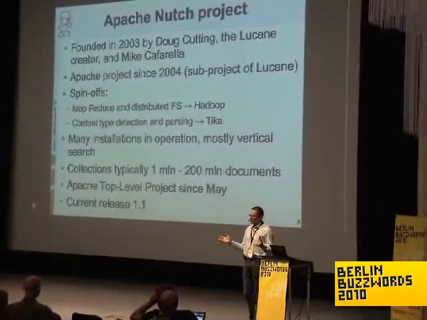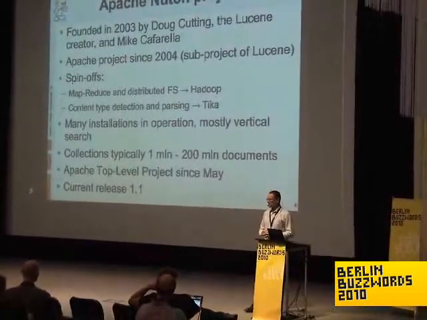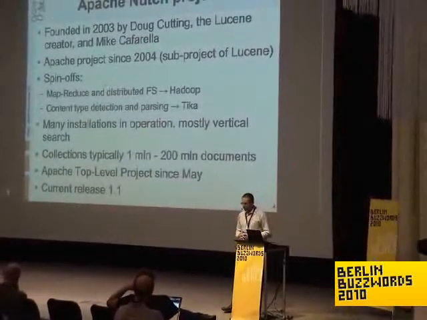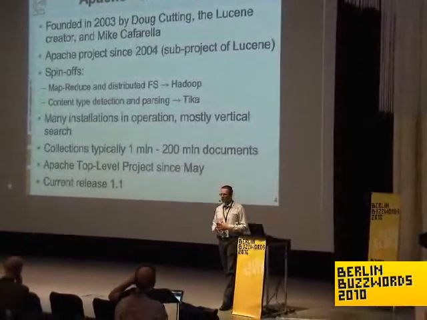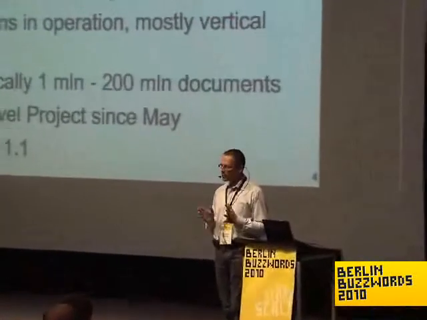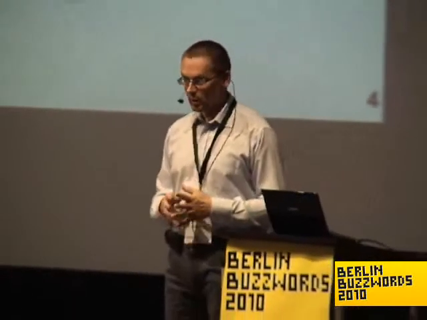There were other areas of experimentation and development in Nutch that also resulted in separate projects, such as Tika, the content parsing and detection framework. Today, there are many installations of Nutch in production, usually providing either internal search or a vertical search engine, with the volume of documents somewhere between 1 million and 200 million. I know it's a very wide range, but that's how it is. Typically, it's somewhere around 10, 20 million, and one installation that I worked with had 1 billion documents.